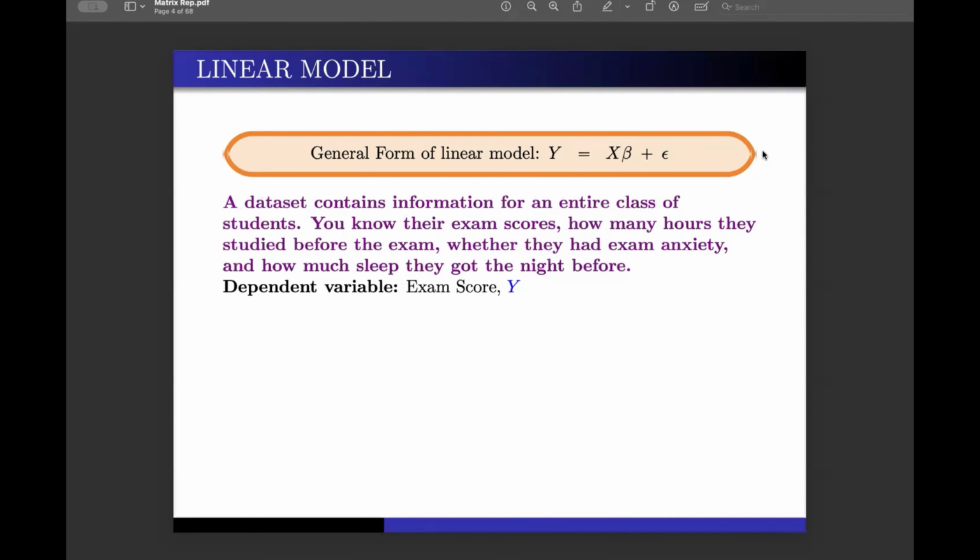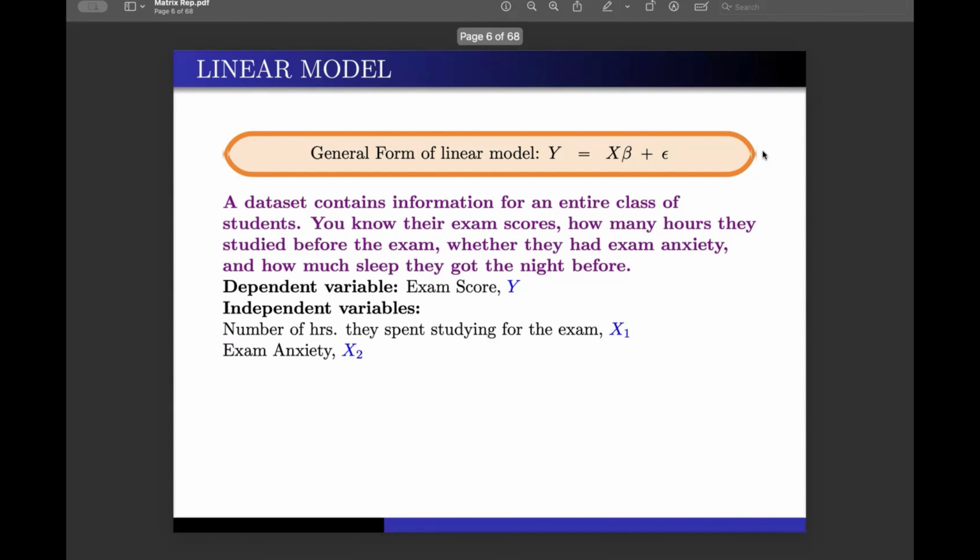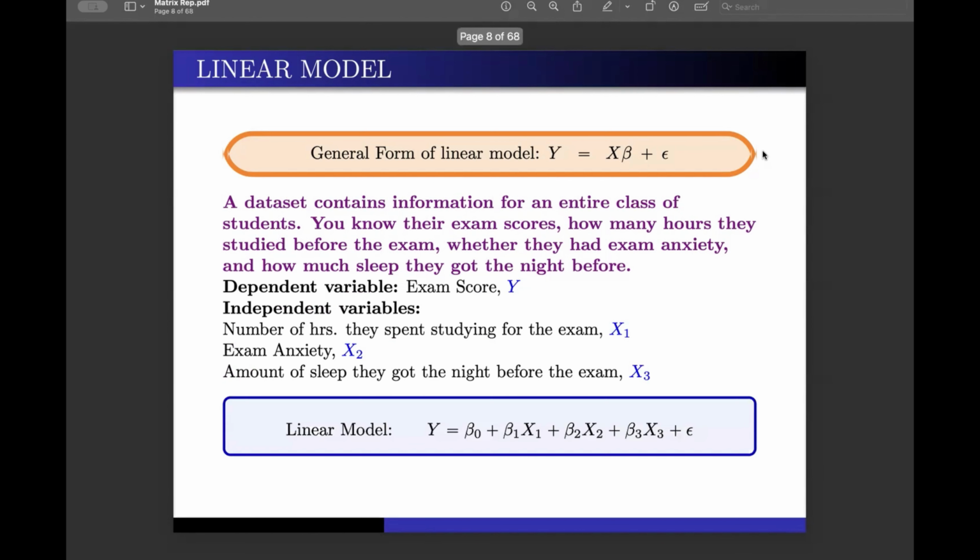We have talked about this example in each and every video. Let's say you have a data set that contains information for an entire class of students. You know their exam scores, how many hours they studied before the exam, whether they had exam anxiety, and how much sleep they got the night before the exam. Here we use the independent variables like study hours, amount of sleep, anxiety levels to explain something about the dependent variable, which is the student's exam score.